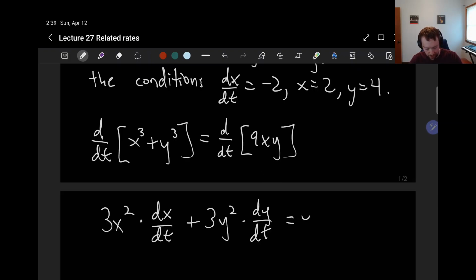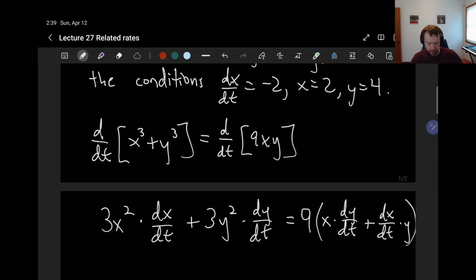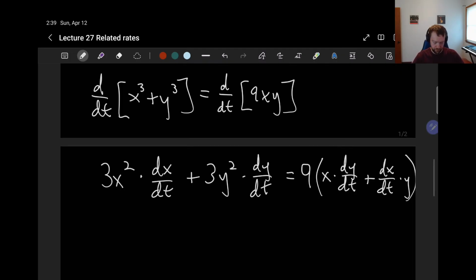And, all right, let's factor out the 9. Both x and y are implicit functions of t. So let's take the derivative of the y part first. We're doing product rule here. So x times derivative of y plus derivative of x times y. Again, that's product rule. Okay. We could simplify here if we want. I don't think it's really necessary.